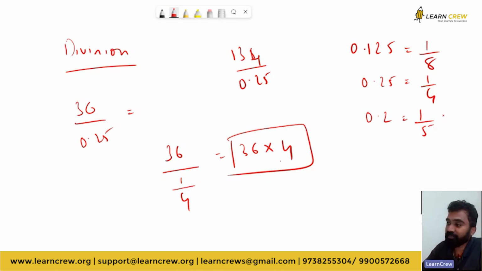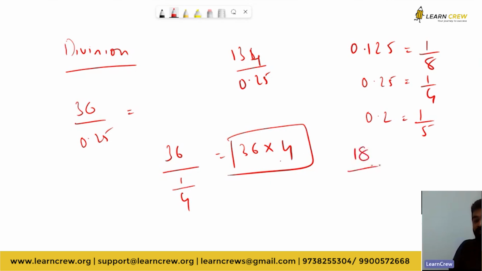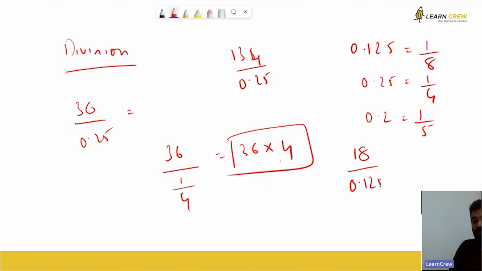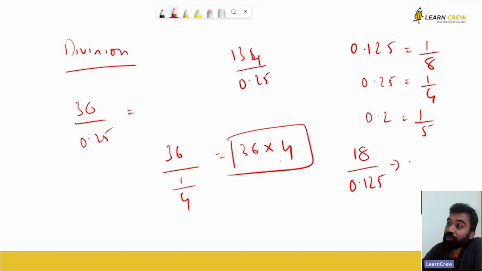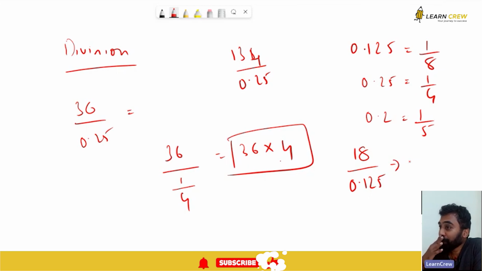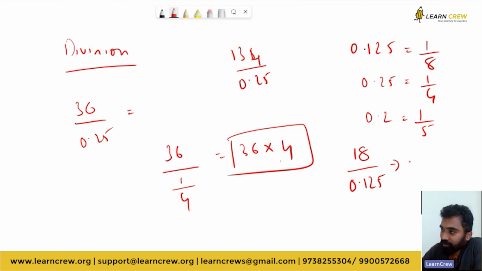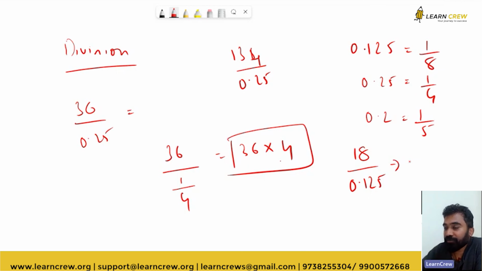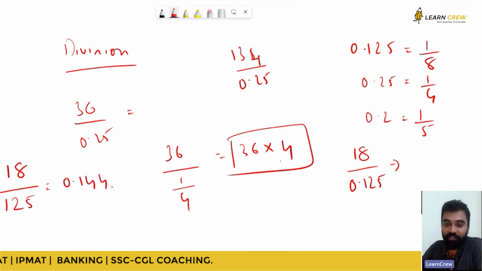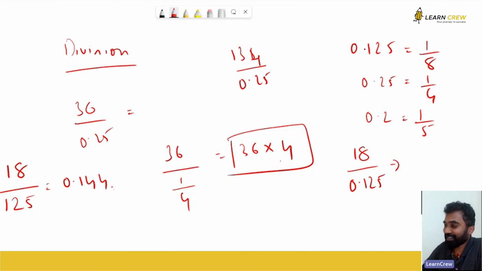What is 18 divided by 0.125? What's the answer? 18 divided by 125. 0.144. Here there is no decimal, so you're going to do 3 places. All are understanding or not understanding? Sir, I'm not getting answers.